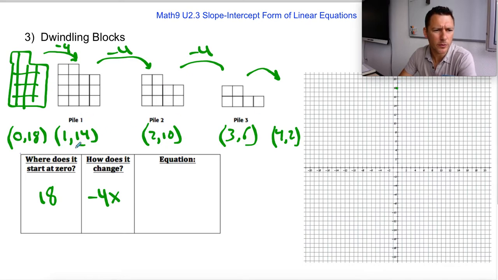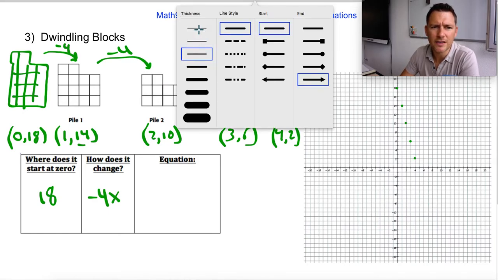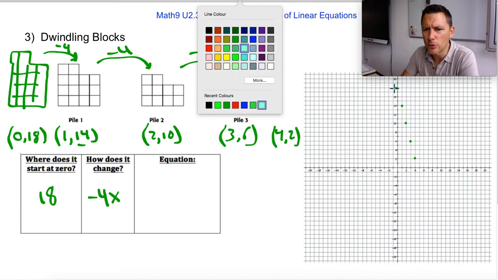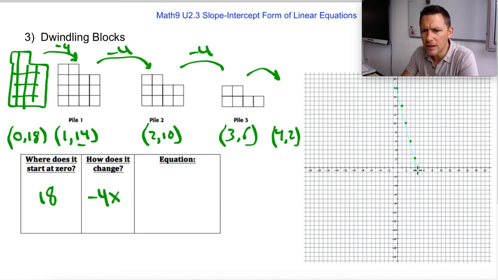So let's see. The next one is 1, 14. So 1 over and 14 up. Next one is 2, 10. 3, 6, and 4, 2. And so let's make our nice straight line and make sure it fits nicely. Let's go blue, like that, and it looks like it fits nicely.